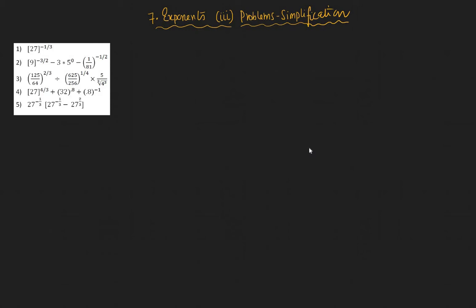Yeah, so let's get started. So here's the first one: 27 power minus 1 by 3. Now whenever you get a problem of this kind, you must try to see closely this number inside, and you must know that, hey, 27 is nothing but 3 into 3 into 3, or in other words 3 cube. So these are things that must immediately strike you in this chapter. It's assumed that you know this.